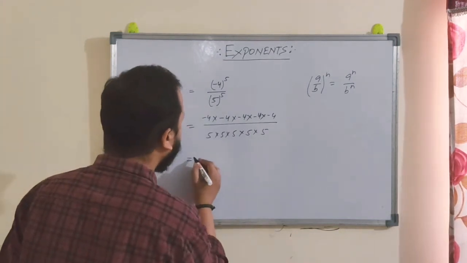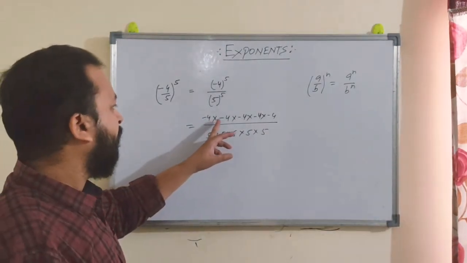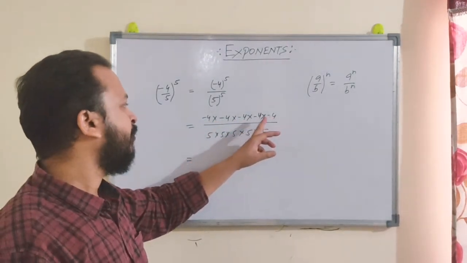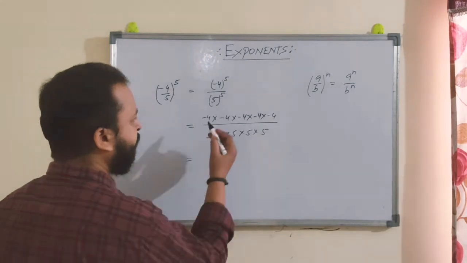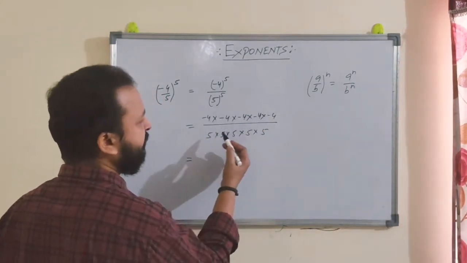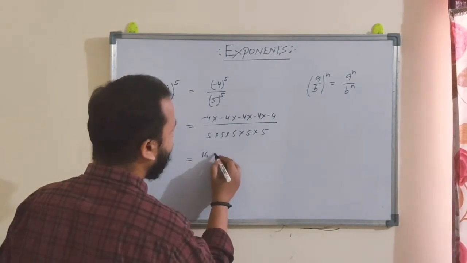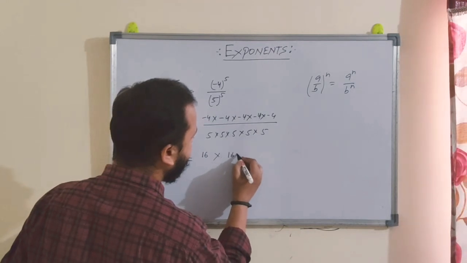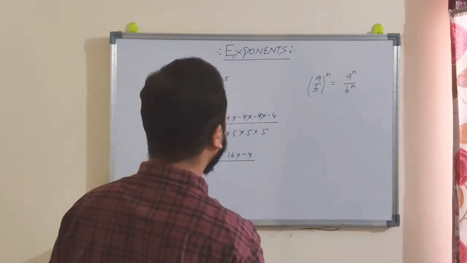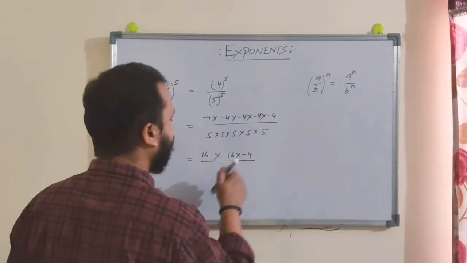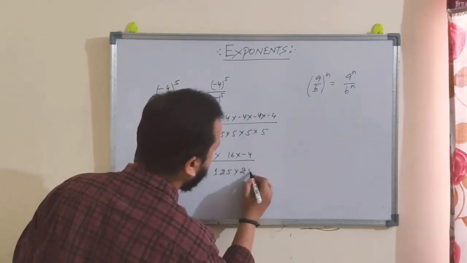So now here we know that if minus is multiplied an odd number of times, you will get the result in negative, right? So 4 fours are 16 and 4 fours are 16, right? So 16 multiplied by 16 multiplied by minus 4 divided by 5 fives are 25, 25 fives are 125, and here 25. So 125 multiplied by 25, right?